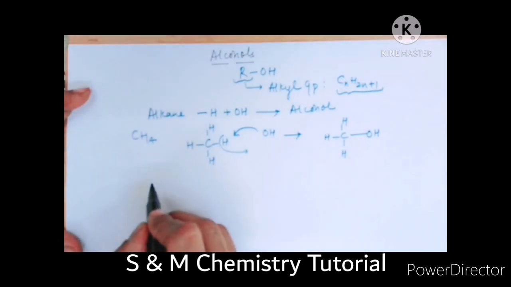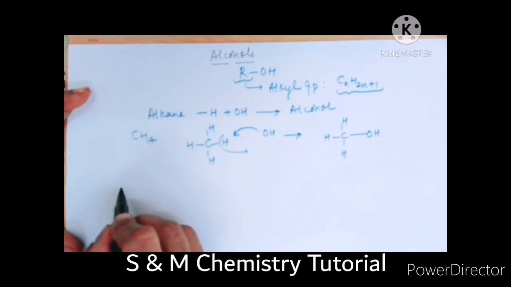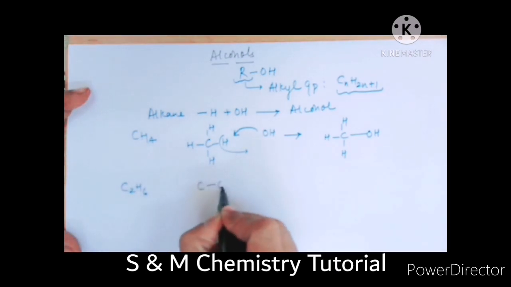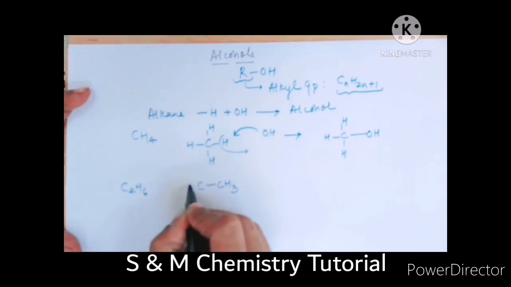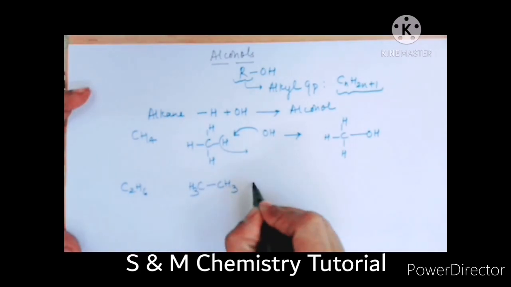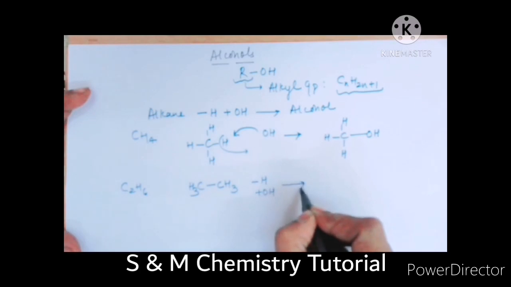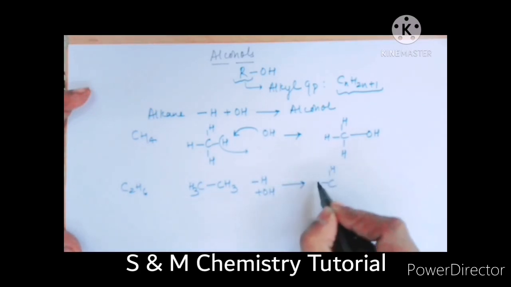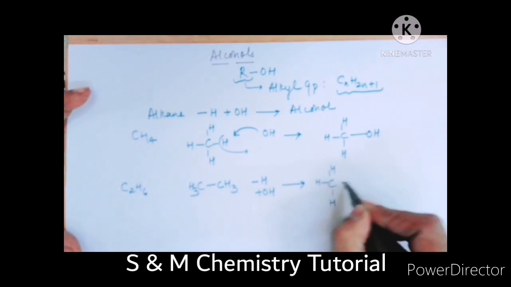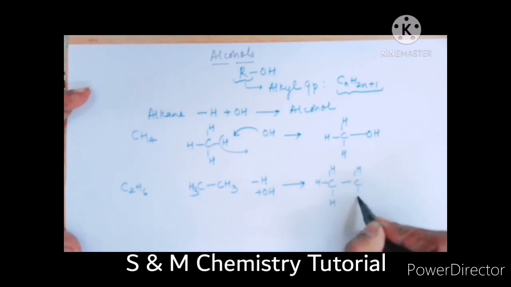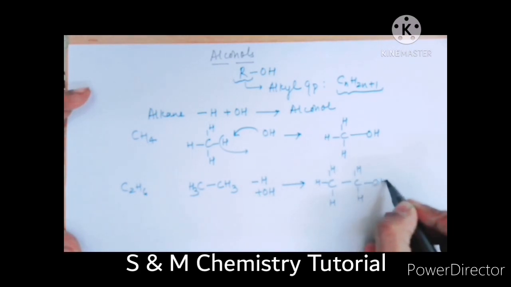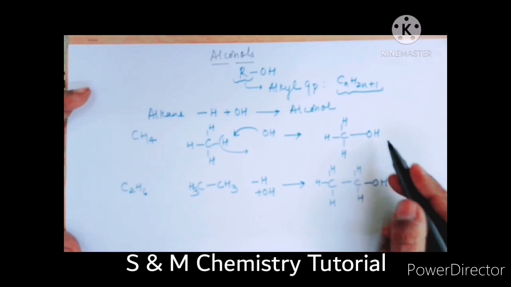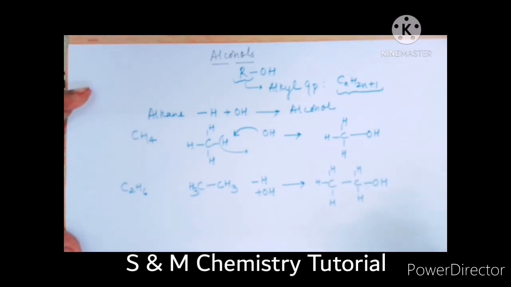Similarly, if you have ethane, which is C2H6, drawing its structure, you have CH3 and a CH3. I remove an H and I add an OH. The conclusion would be, on the second carbon, I've removed an H and added an OH. Both of these are known as alcohols.